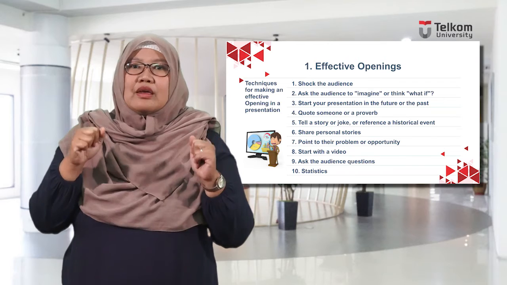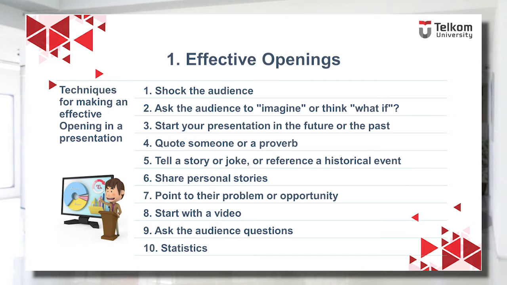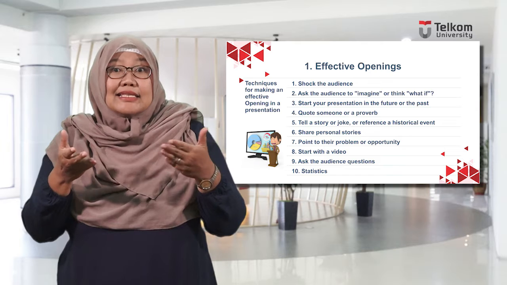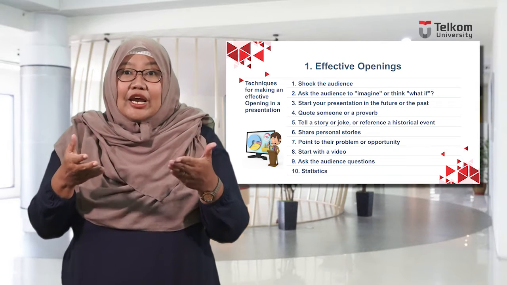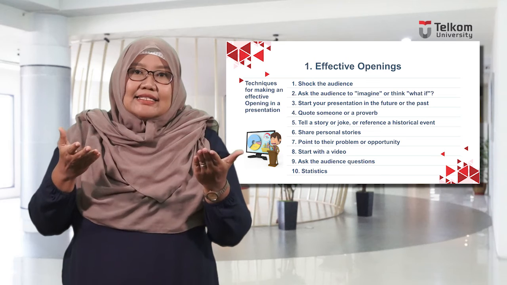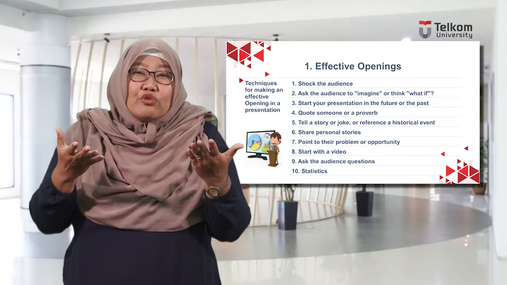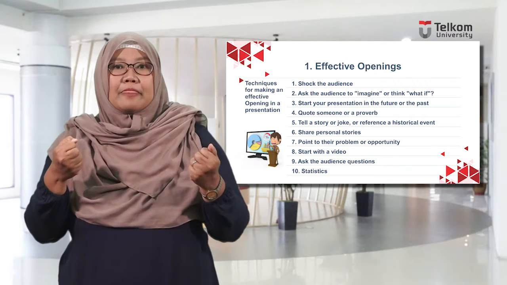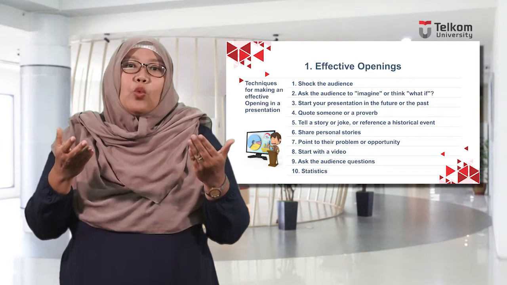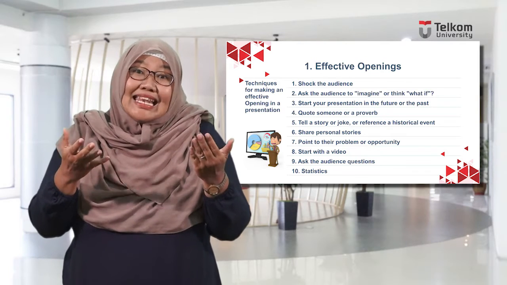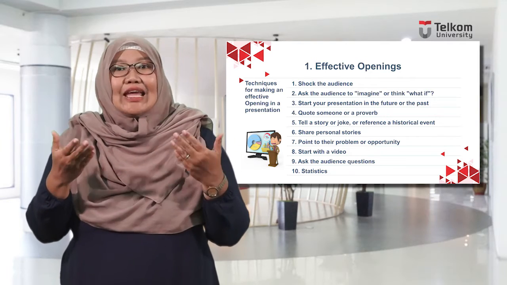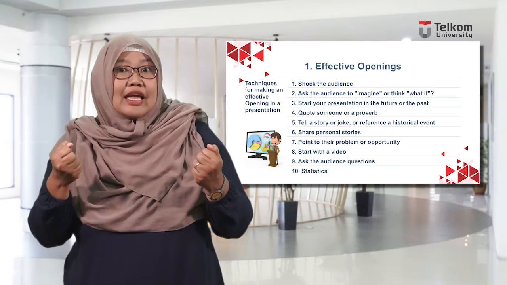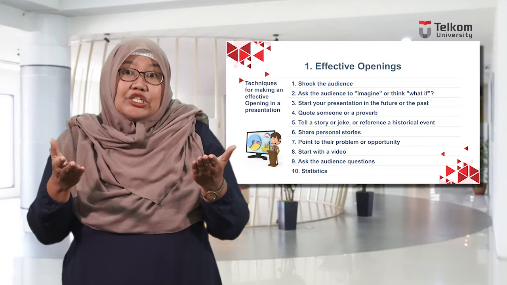Number 7, point to their problem or opportunity. Putting your finger on your audience's pain point is another way of gaining their attention, because you're triggering an emotional reaction. The audience will want to remain engaged because they want to know the solution and the opportunities that you are offering.